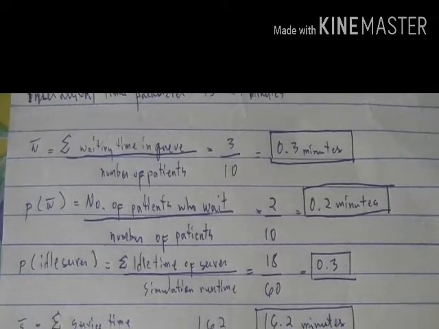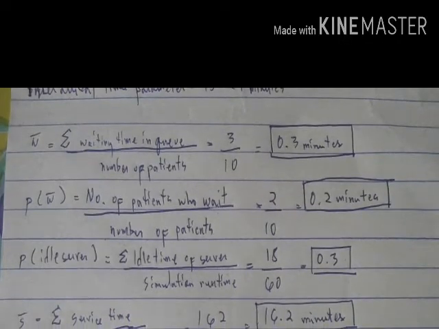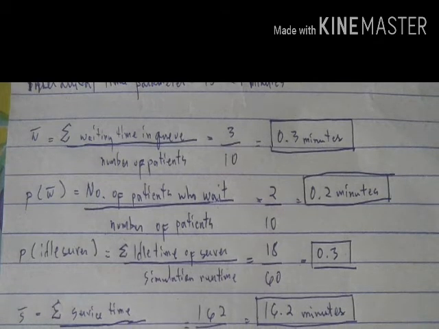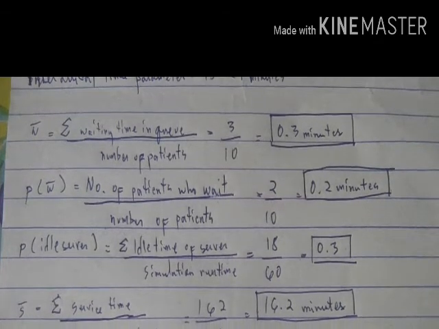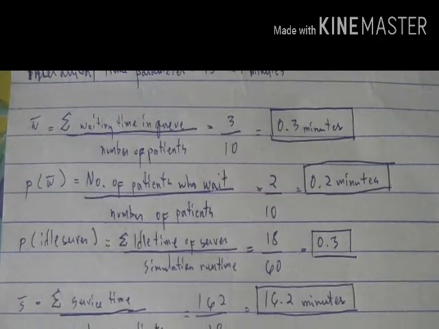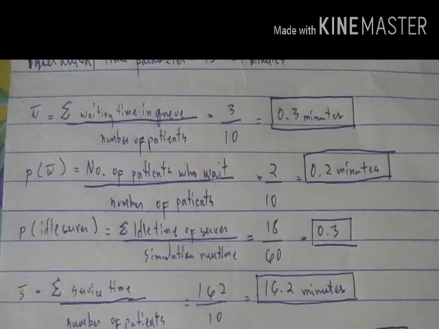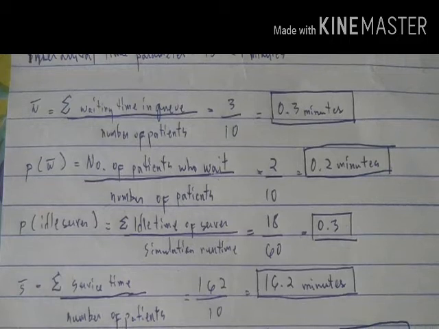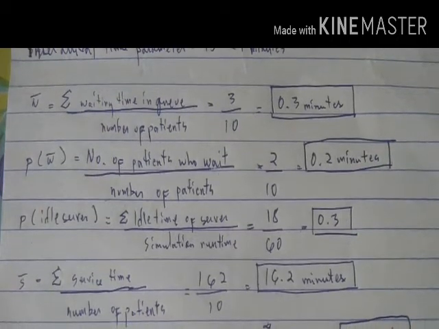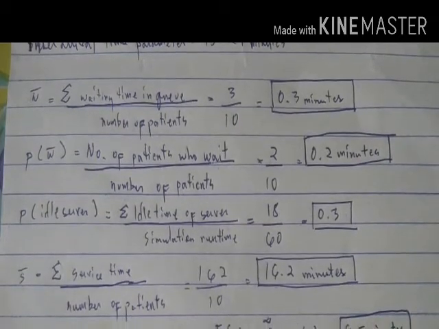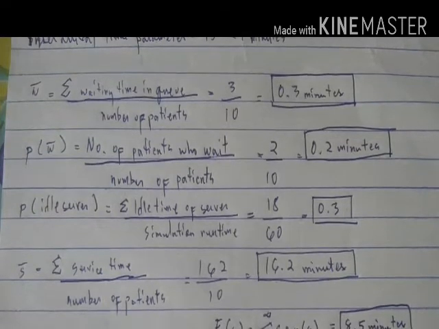So let's compute the average waiting time. The summation of waiting time divided by the number of patients. The summation of waiting time is 3, divided by the number of patients, 10, equals 0.3 minutes. That is the average waiting time of the patient.